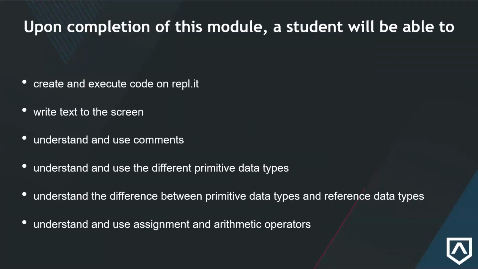So our objectives for today: upon completion of this module, at the end of tonight, you should be able to create and execute code on Replit, which is an online website that lets you easily write and execute simple programs. You can write text to the screen, both in Android and in pure Java. You'll be able to understand and use comments. You'll also be able to understand and use different primitive data types. You'll be able to understand the difference between primitive data types and reference data types, or objects. And you'll also be able to understand and use assignment and arithmetic operators. We'll go over each of those, and you'll be able to understand a little bit more.